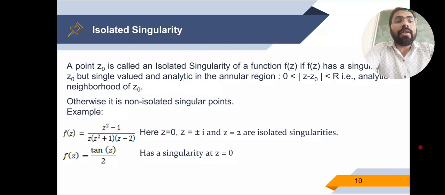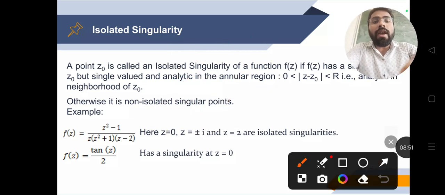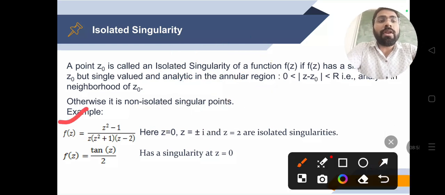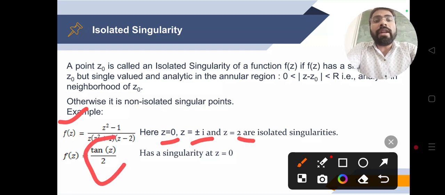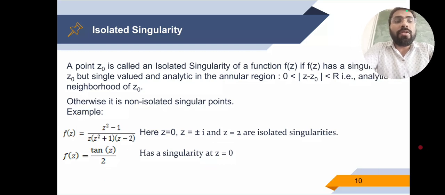We are having examples of the form f of z is equal to z square minus 1 upon z into z square plus 1 into z minus 2. So here z is equal to 0, plus minus iota and 2 are isolated singularities, and tan z upon z has the singularity at z is equal to 0.